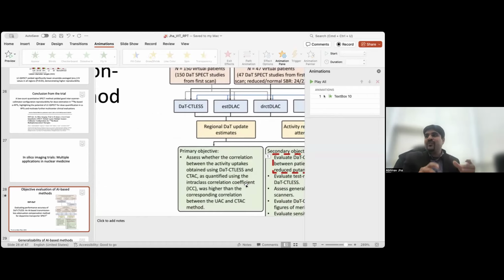So you can see how we are defining our primary objective. Again, defining the primary objective is very important. You want to define this in a very quantitative way, right? So that you are able to define your measure of success very clearly. So how do we define our success?